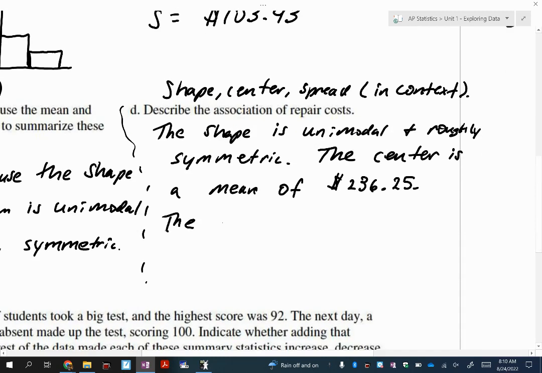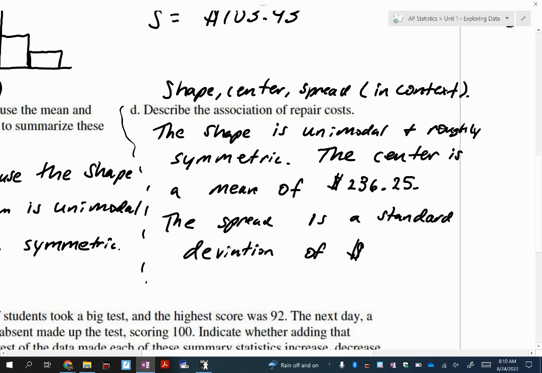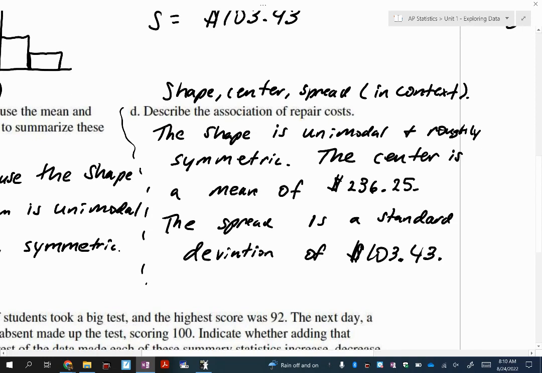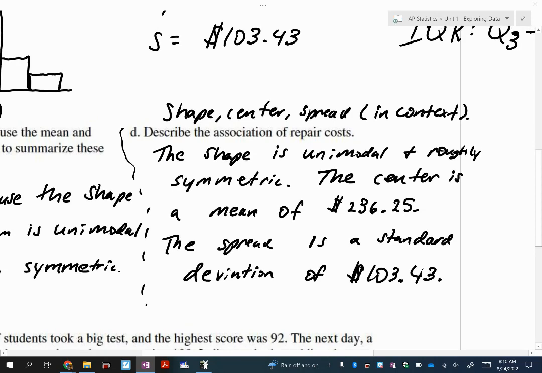And the spread is a standard deviation of $103.43. Again, this is where you would say that the median, or if you use median for center, you're using IQR for the spread.